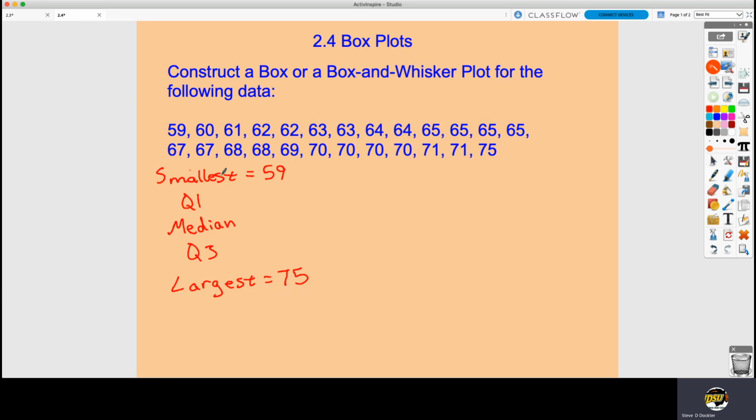From here, if you're going to do it manually, we need to find the median first. How many data points do we have there? 25 of them, right? Isn't that what you said? Yeah, it's right. So the middle number here would be this 65 right there, and that is our median.